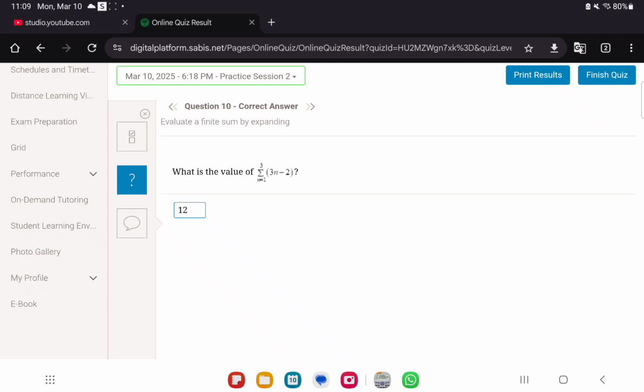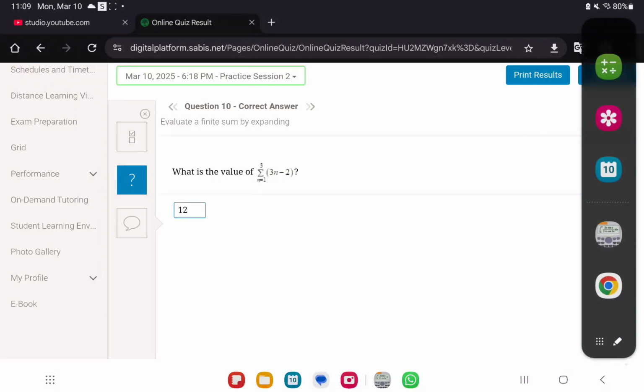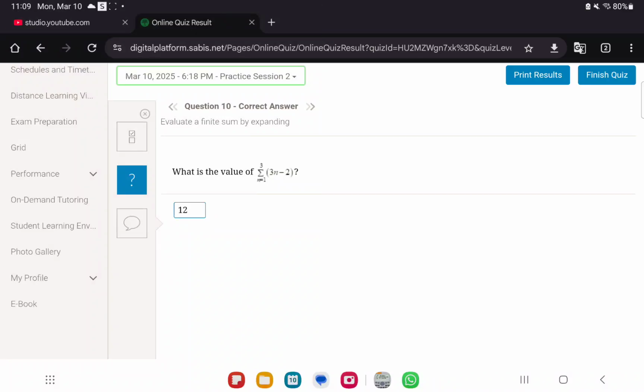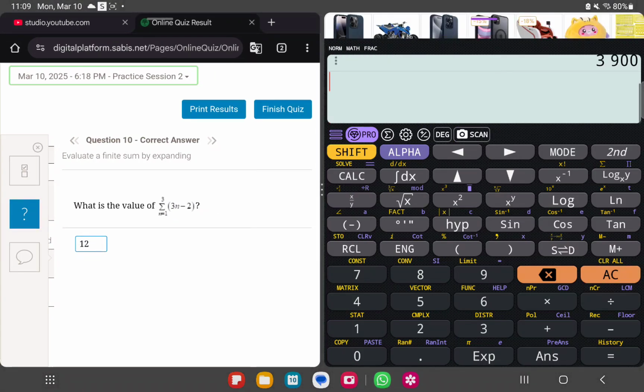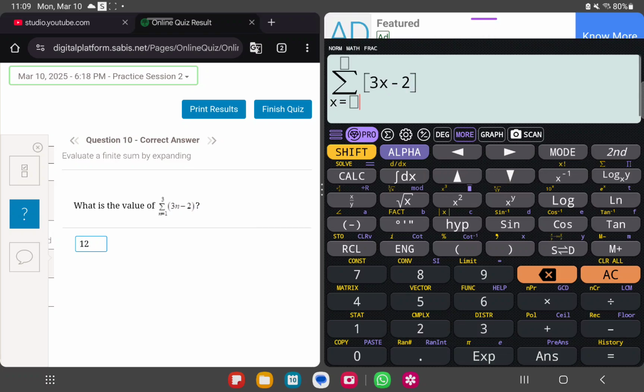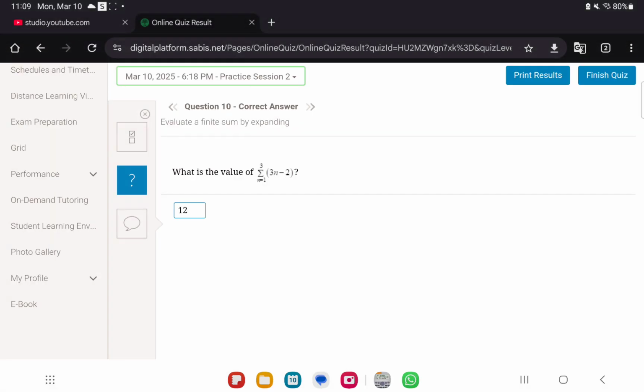This you can also do on your calculator. Let me open it up. Okay, so shift log, you put 3 alpha x minus 2, you go down, you put 1, go up, you put 3, you get 12, and that is your answer. So that's 10 done. Now 11, which is finally the last question.